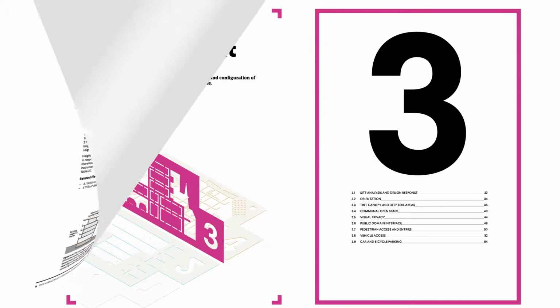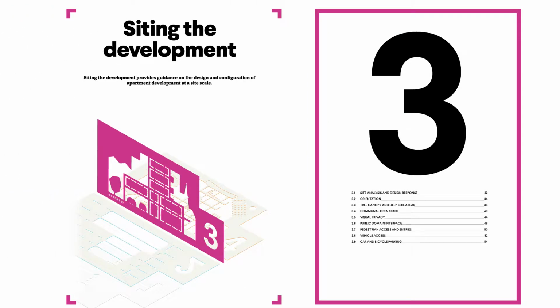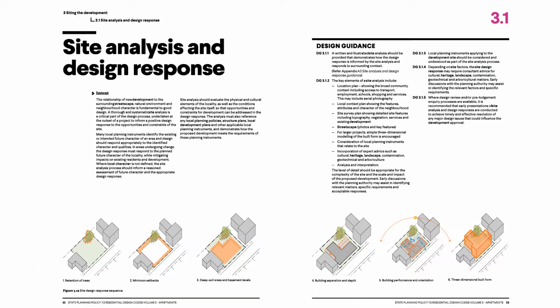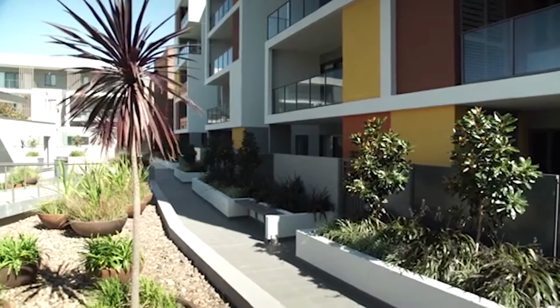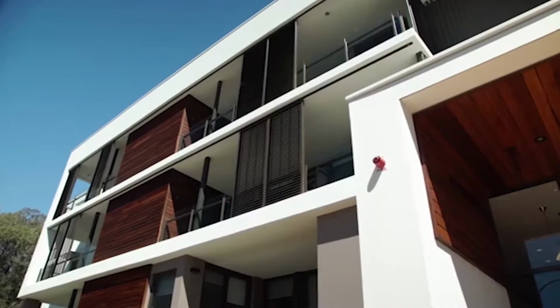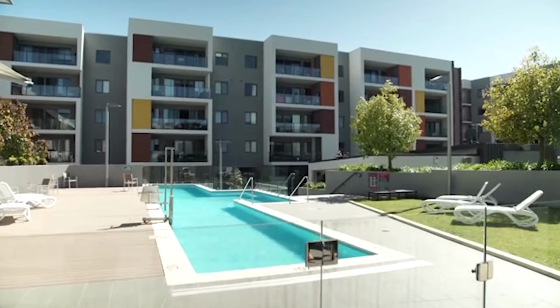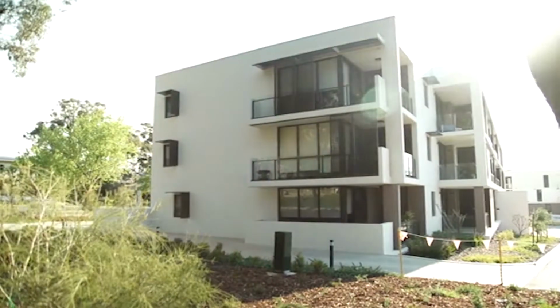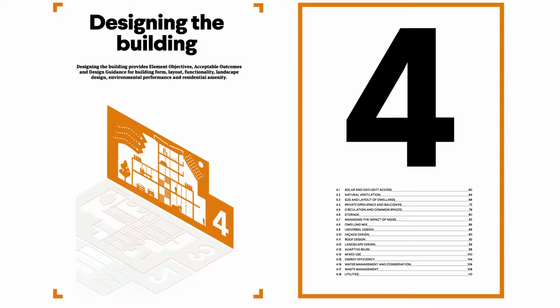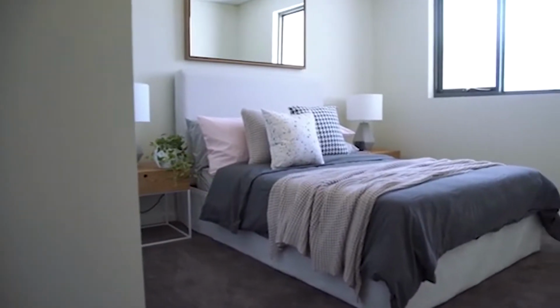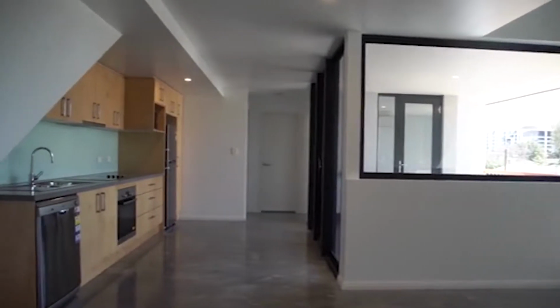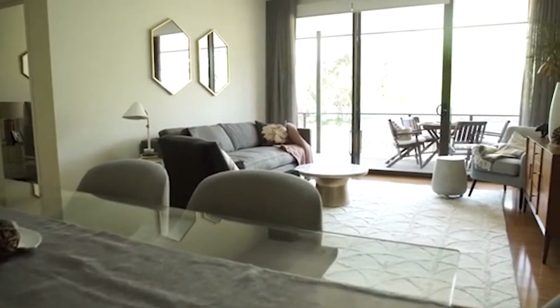Part 3 sets out key considerations for siting apartments. This includes analysis and response to site context, interface with neighbours and the public domain, and measures to achieve quality open spaces and optimise residential amenity. Part 4 informs detailed design and assessment of apartment projects. It refers to building form, layout, functionality, landscape design, environmental performance and residential amenity.